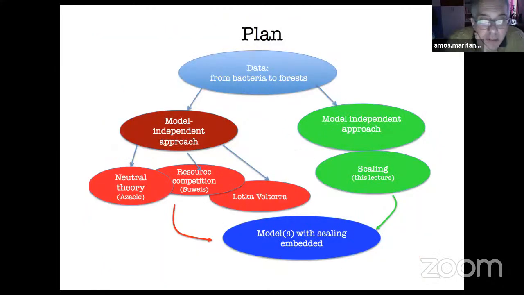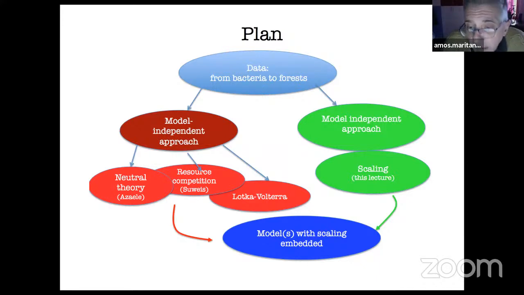In the last 40 years, there has been a lot of data in ecology, from bacteria to forests. And there are at least two mainstream approaches to them. Sorry, there is a mistake here. This is a model dependent approach on the left, a model independent approach on the right. The model dependent approach includes the neutral theory, about which something will be said by Sandro Azzaele in the third lecture, and the resource competition model, which will be the subject of the second lecture. Then there are Lotka-Volterra equations, on which I think Stefano Lesina has illuminated you.